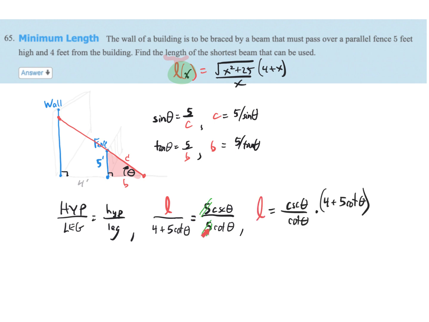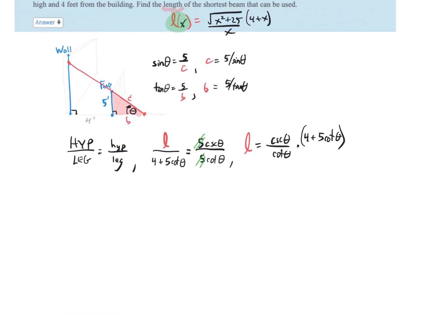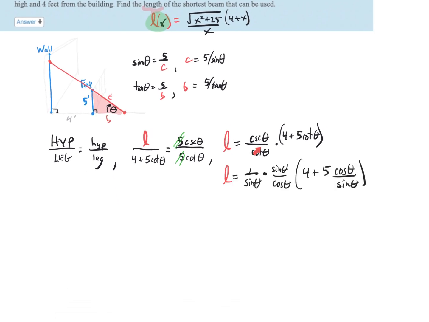These 5's divide out, and we multiply both sides by 4 plus 5 cotangent of theta. Now let's use our quotient identities to simplify all this stuff. So when we divide by cotangent, we're dividing by cosine over sine. So if we're dividing by cosine over sine, we're multiplying by the reciprocal, sine over cosine. And cotangent is obviously cosine over sine. So things work out nicely here.